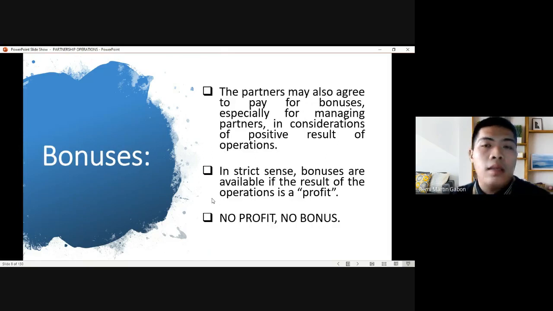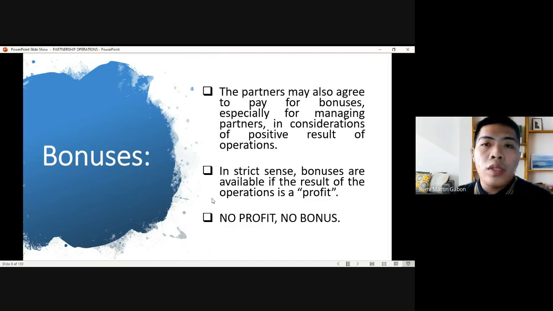Last is bonuses. Okay, partners may also agree to pay for bonuses, especially for managing partners. So of all the partners, hindi naman pwede na all the partners will manage the business. Commonly, there are those partners that are assigned to manage the business. So they are called managing partners. Practically, those managing partners are the industrial partners who use their expertise as part of their contribution to the partnership. But it does not necessarily mean that they are all industrial partners. Okay? Common example lang naman.